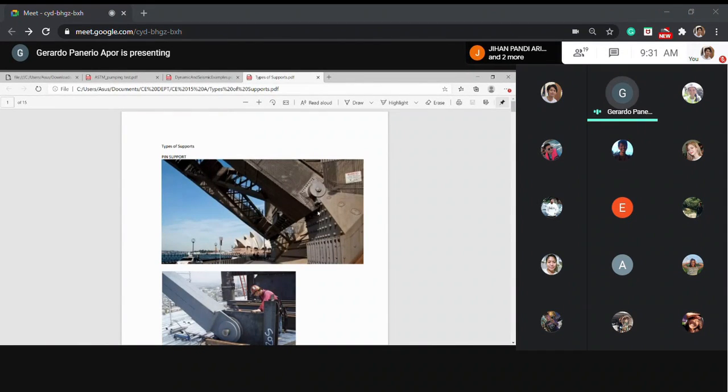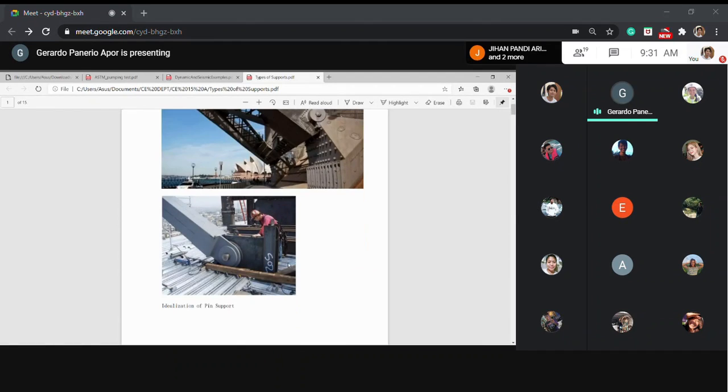On one side. This one also is a big structure. If you see the height of the man and the size of the member, you can judge from their sizes how big the member is. That is because you can find a pin, meaning that member is free to rotate about the pin, but it cannot move along the horizontal as well as vertical. That is a pin.